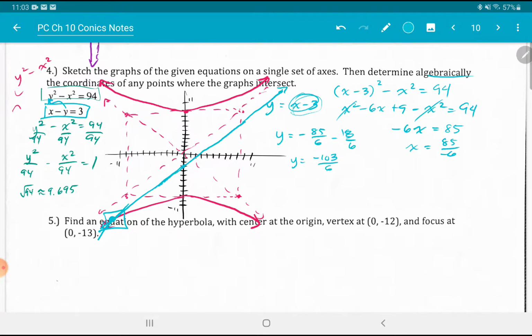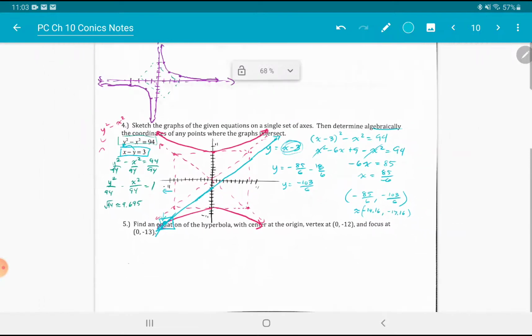Okay, so what we have then is the ordered pair, negative 85 over 6, negative 103 over 6. Just to verify, what are those equivalent to? About negative 14.16 and negative 17.16. That's what it would be about. And you do see that that point has gone a lot further than the negative 11, and it's also gone down below as well. So that does check out.